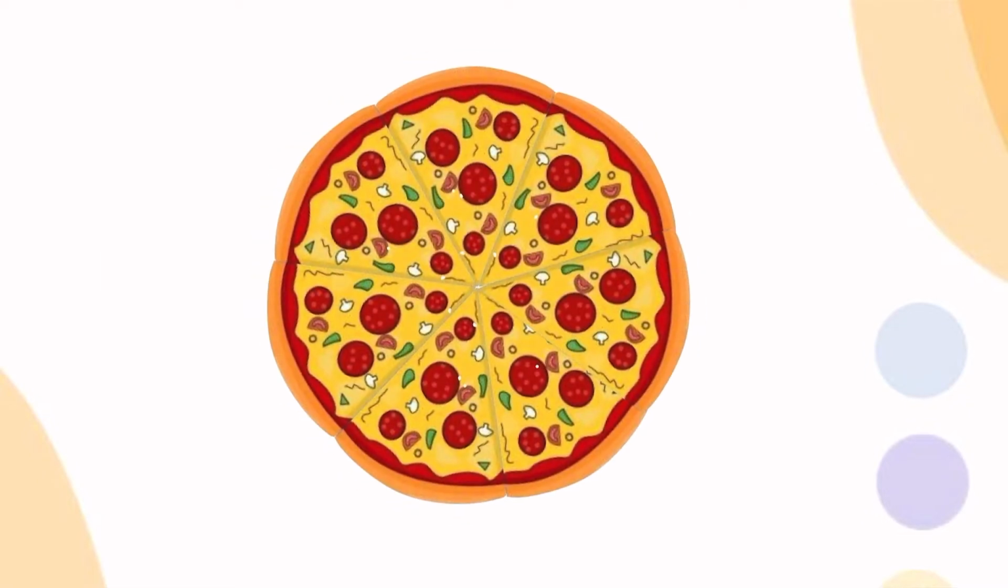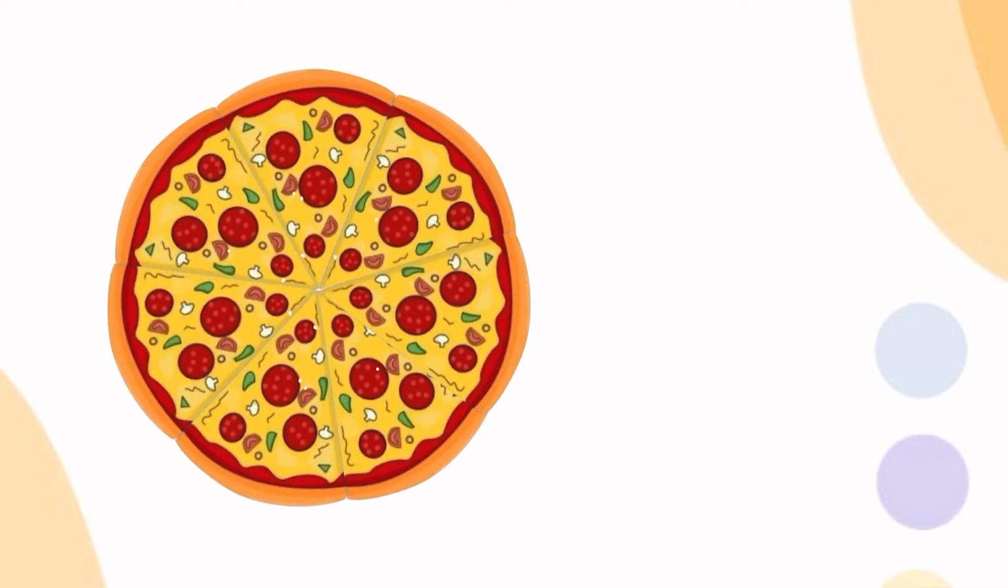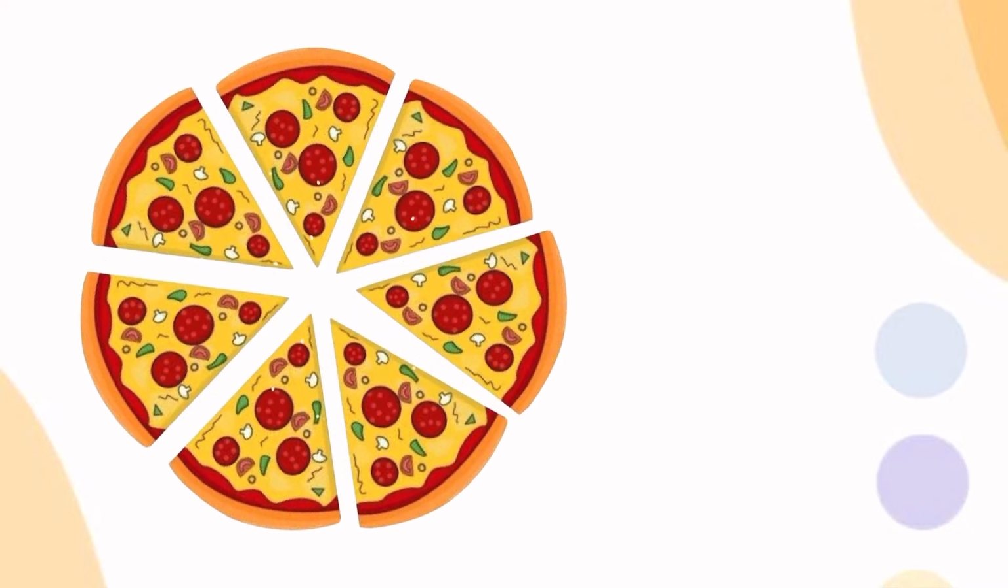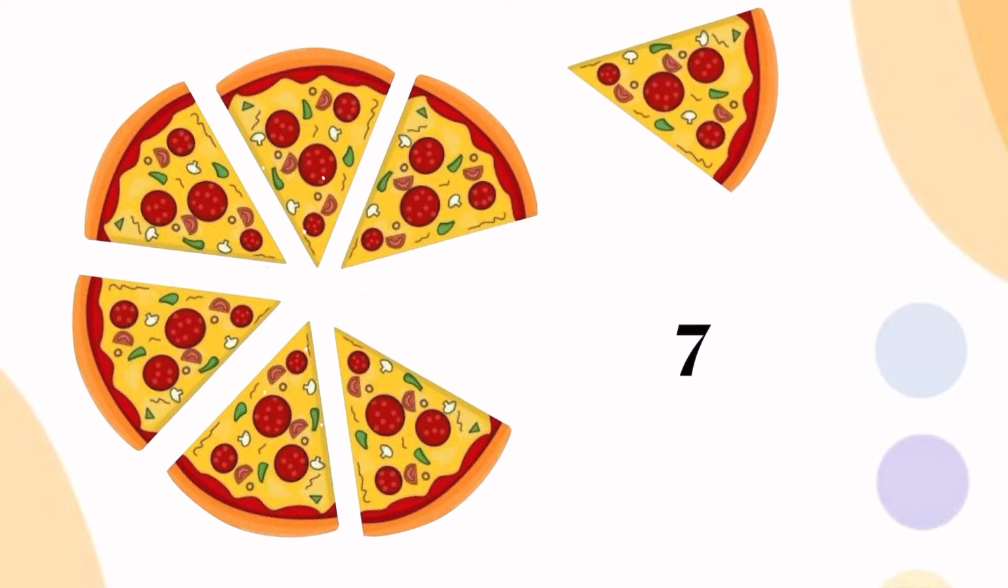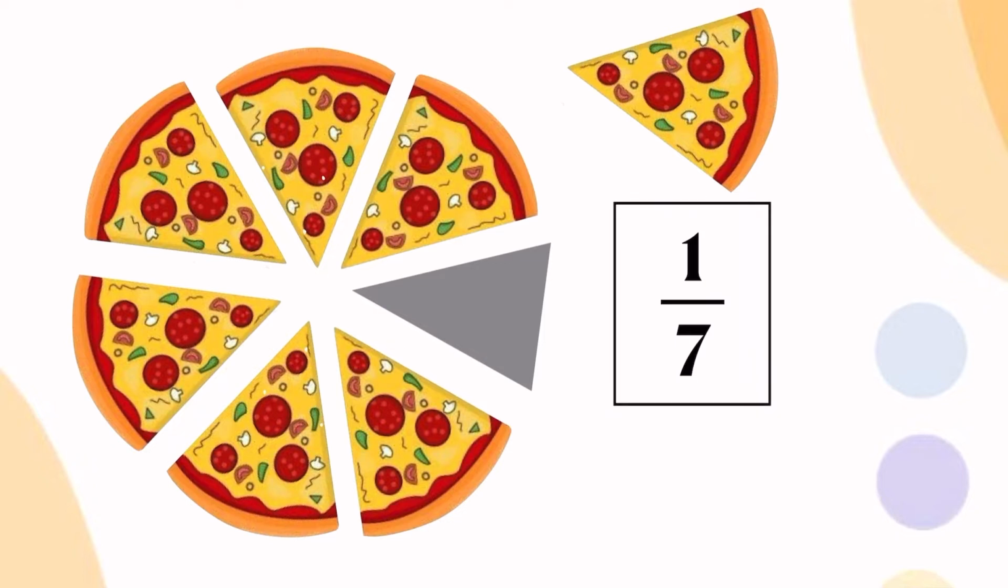Can you tell me what you see in the picture? So you see one pizza, right? What if I divide the pizza into 7 parts? Can you tell me how many parts there are? So there are 7 parts. And what if I take 1 out of 7? It can be written as 1 by 7. We call it a fraction. Now, I want you to repeat after me: a fraction. Okay, very good.